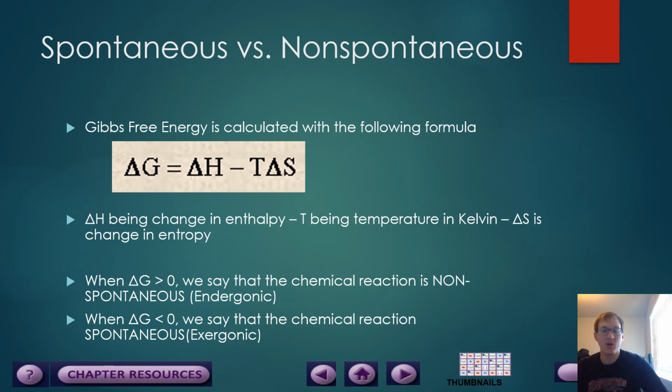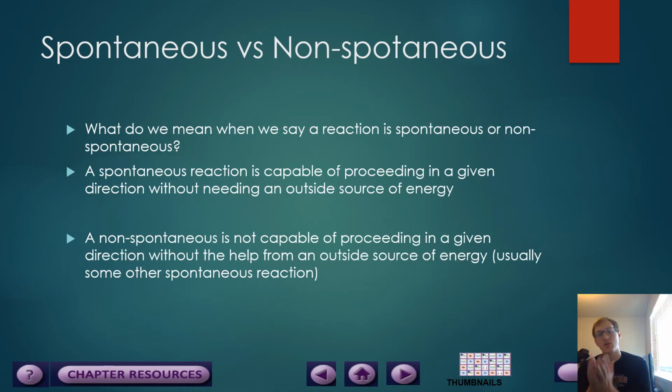Now, I know what you're thinking: what do I mean by spontaneous versus non-spontaneous? A spontaneous reaction is capable of proceeding in a given direction without needing any outside source of energy. Meaning if it's a spontaneous reaction, and I have these elements and the correct environment, that reaction will happen without me doing anything to it. A non-spontaneous reaction is not capable of doing that.